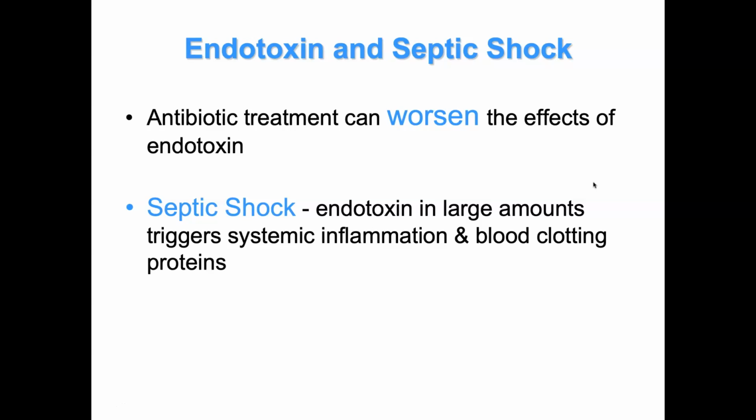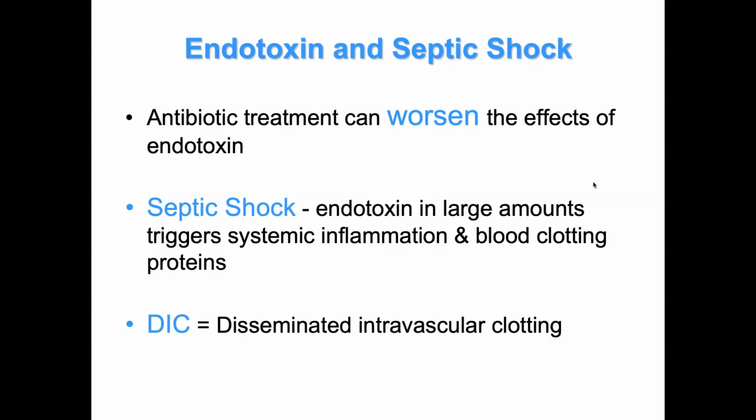So, septic shock: endotoxin in large amounts is going to trigger systemic inflammation and activate blood clotting proteins. DIC stands for disseminated intravascular clotting. And this is actually severe coagulation that can be fatal. It's due to endotoxin activating blood clotting proteins that cause the formation of small blood clots. Okay.